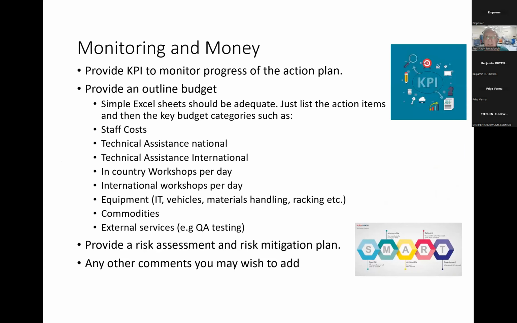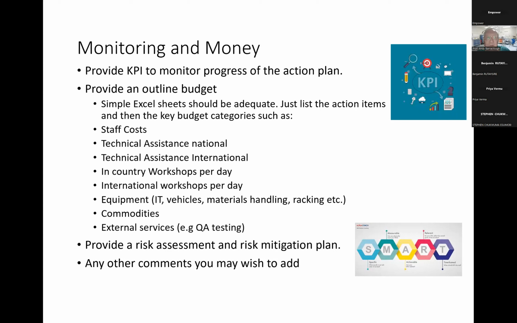Monitoring and money, I need some key performance indicators. If I'm doing expiry rates, it's easy. I'm going to monitor the expiry rate. That's my key performance indicator. Outline budget, simple Excel sheet. Don't need a lot of things.